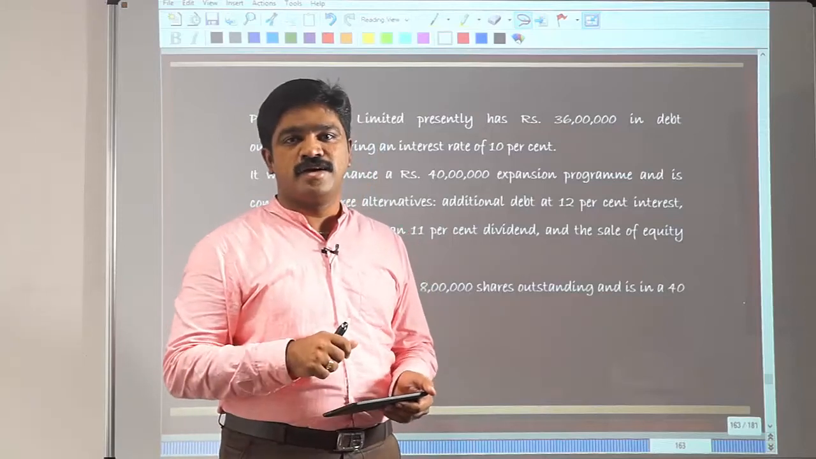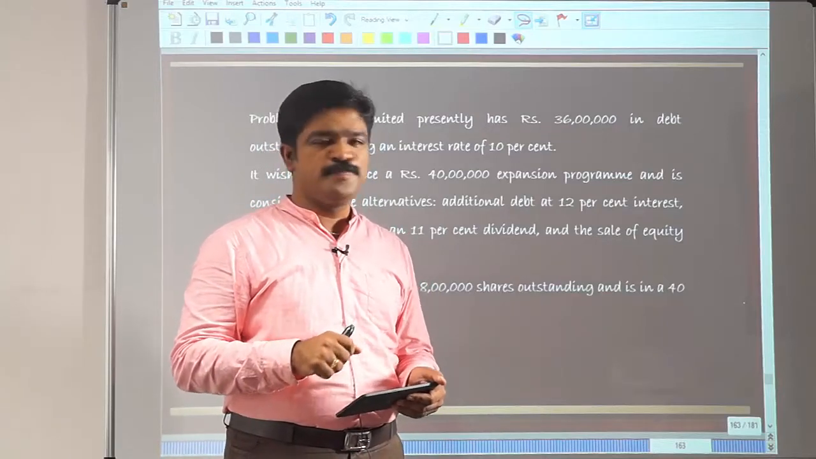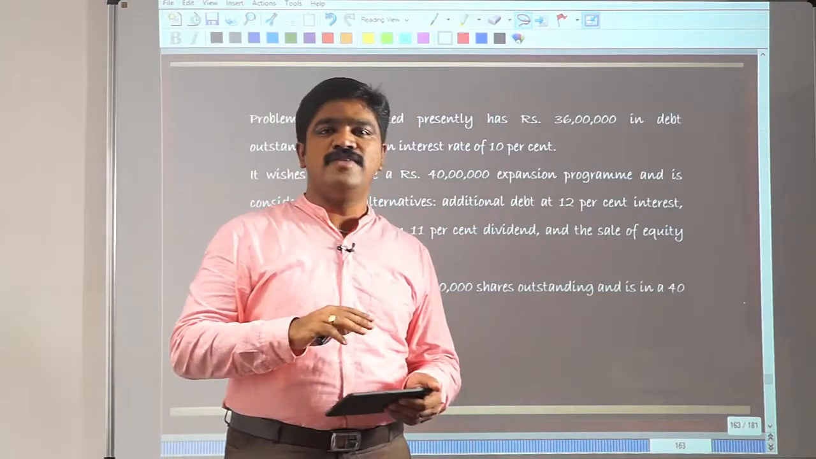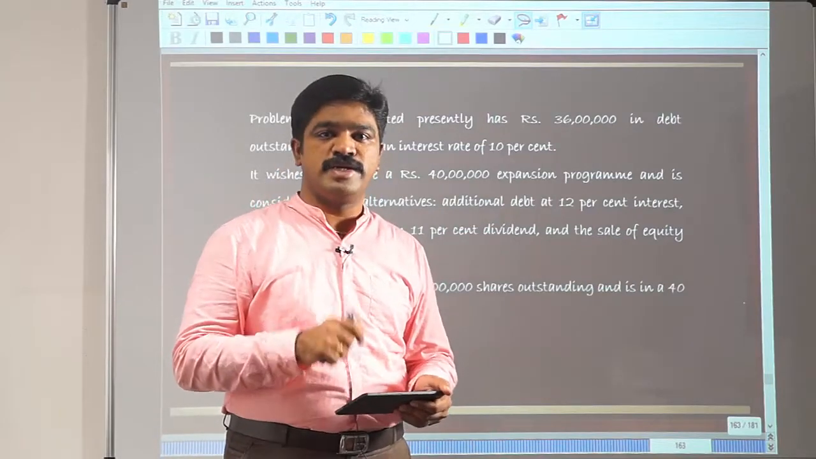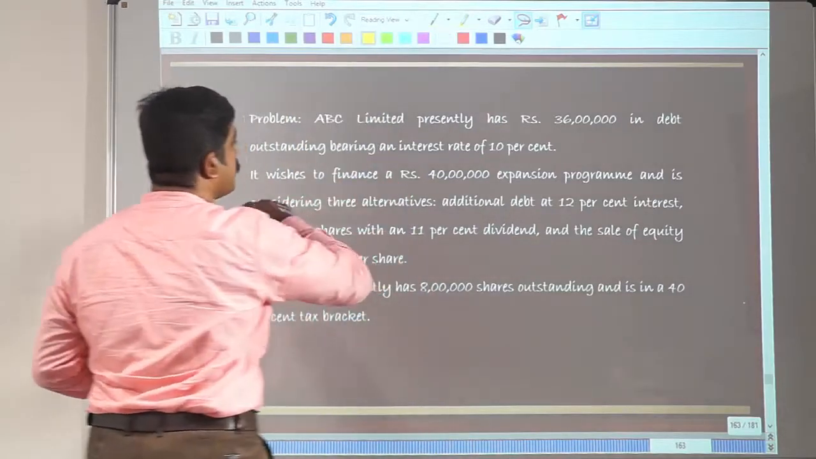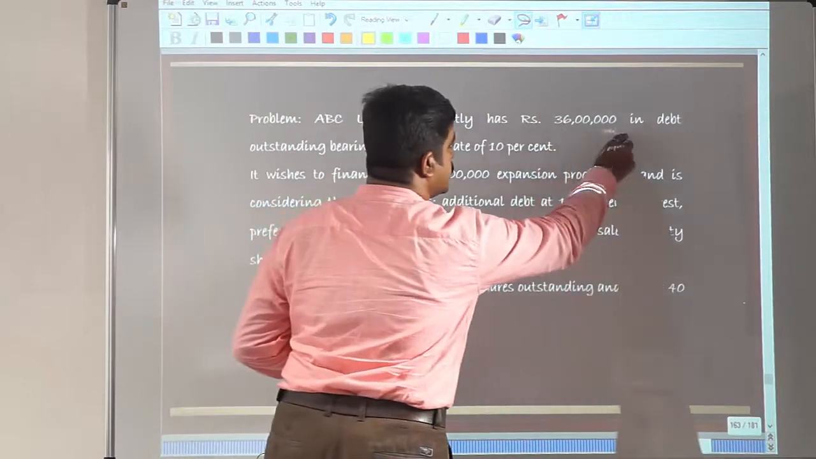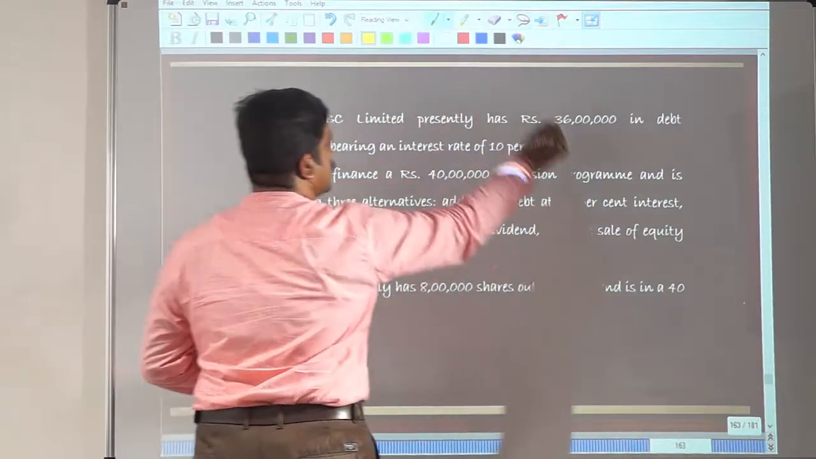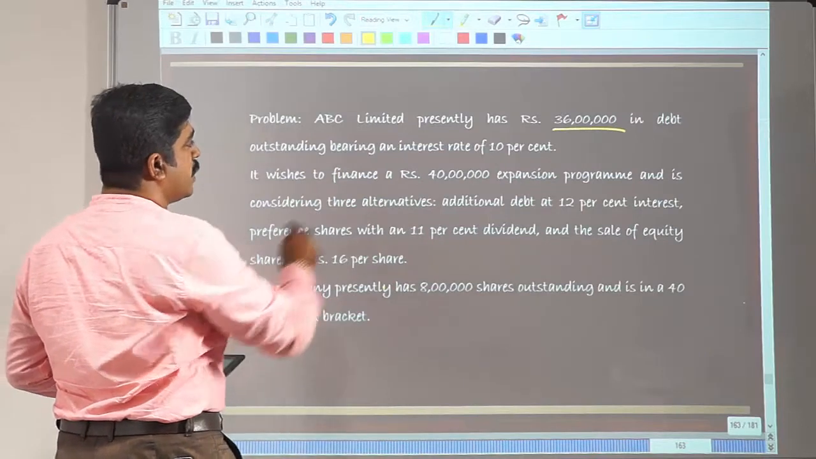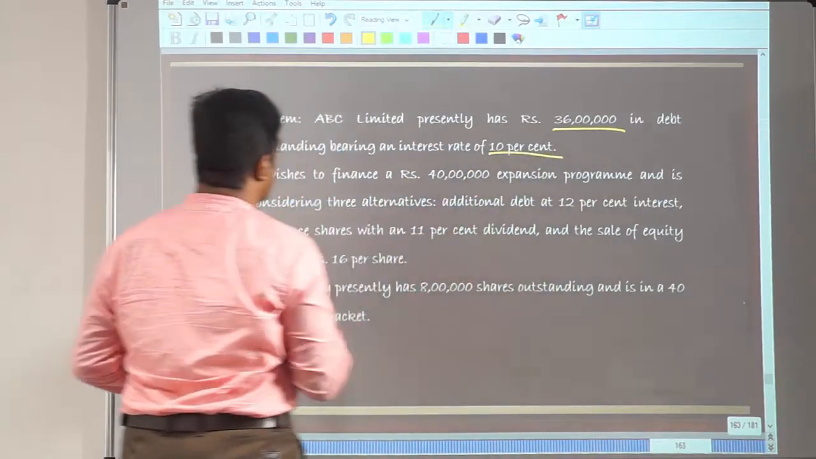Guys, we'll take one comprehensive case study where we'll understand how indifference charts have to be developed. ABC Limited presently has 36 lakhs in debt outstanding, bearing an interest rate of 10%.